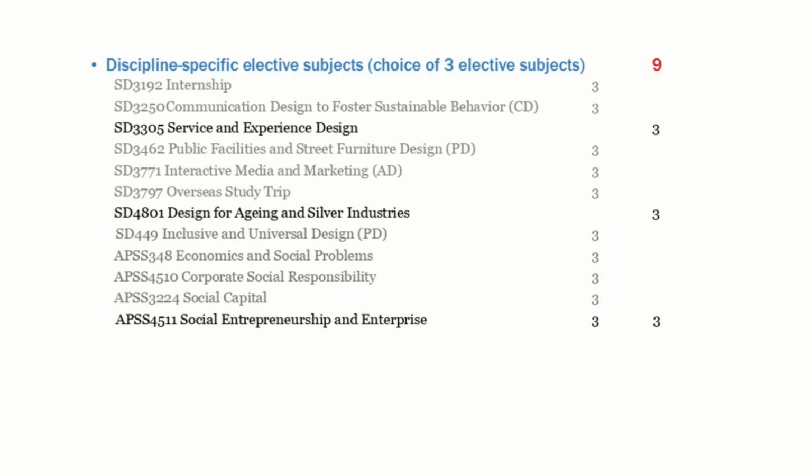design students. But if you come from a cultural studies background or social science background, you may take more electives on design, something like inclusive and universal design. So you could take those. Or maybe communication design to foster sustainable behavior. So these are some of the design subjects that I would encourage social science applicants to take as electives to compensate for some of your skills in design. Okay?